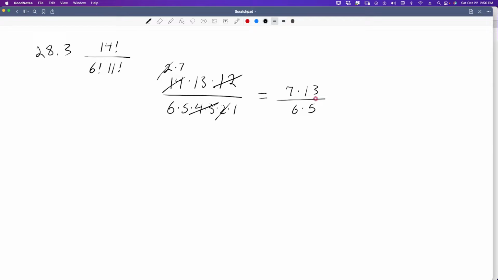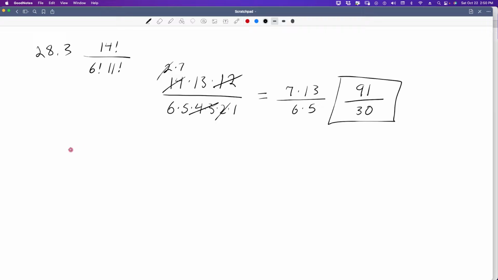So I can quickly multiply that, and I'm going to get 7 times 10 is 70 plus 21. So it's 91 on the top, and that's 30 on the bottom. 91 is a prime number. I can't do anything with that. So that would be my final answer. Easy peasy. We have one more.